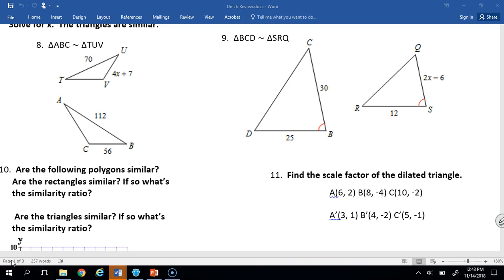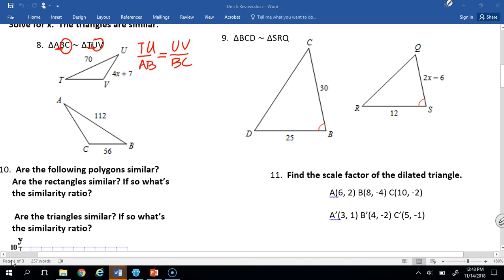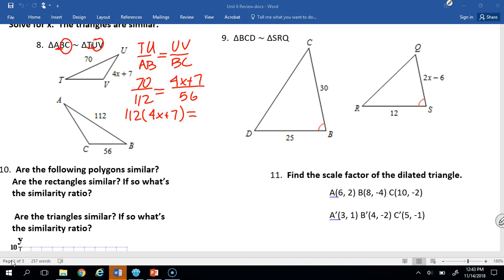Again, with number 8, we're going to look at TU, and we're going to put it over AB. First two letters, so we've got TU over AB, and that is equal to UV over BC, our second two letters. So that's 70 over 112, and that equals 4x plus 7 over 56. We're going to cross multiply these, so we get 112 times 4x plus 7, and that's equal to 70 times 56, which is 3,920.